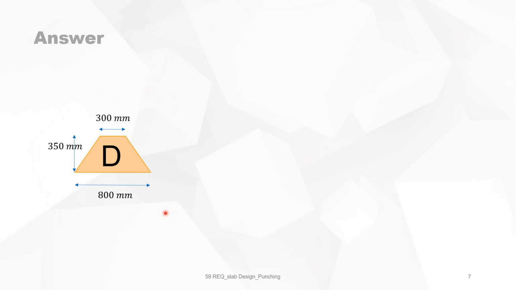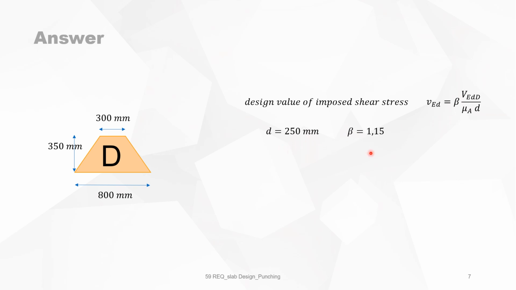Then we have the case of a cross-section D, like it is stated here. The design value of imposed shear stress is equal to this. d is 250, beta 1.15. Now the critical circumference is on a distance 2d. So we start here between those 2 points, it's at 2d. This between those 2 points, it's also at 2d. The same happens here. So this is one portion that I can draw immediately there and there.